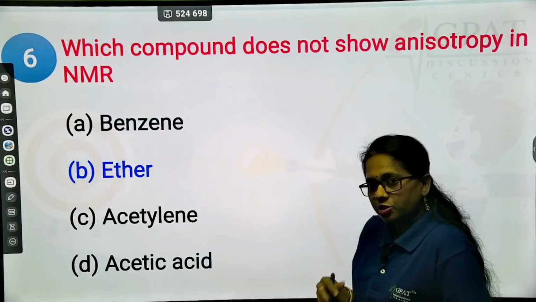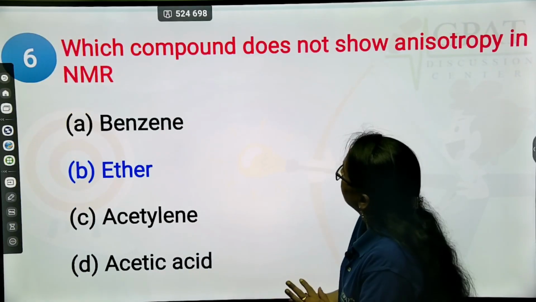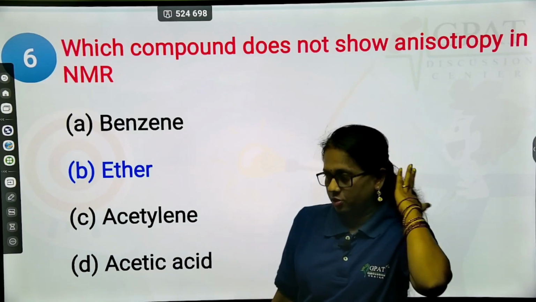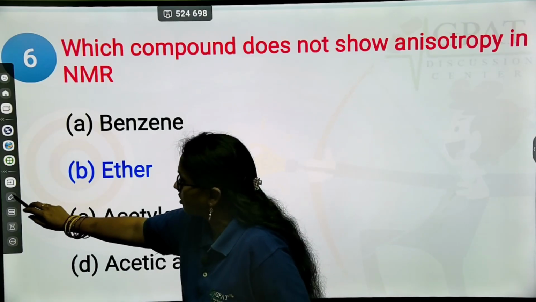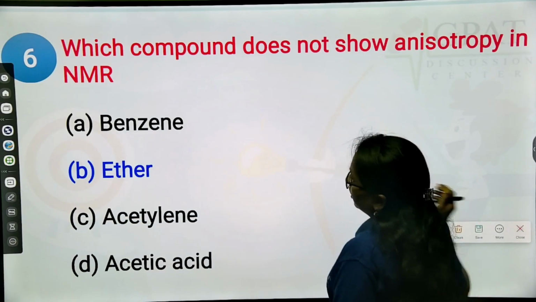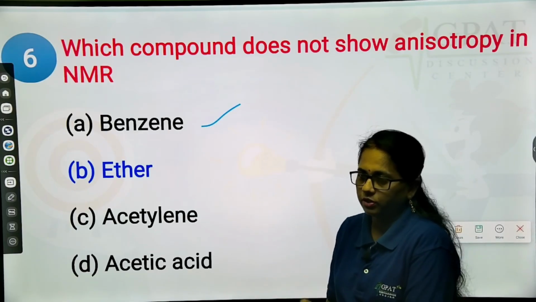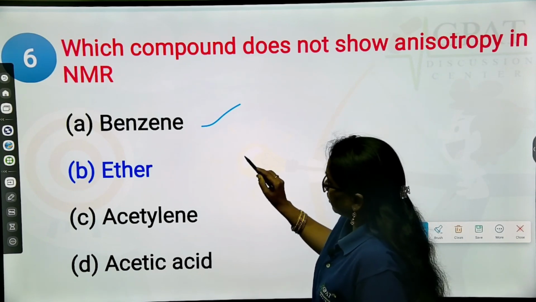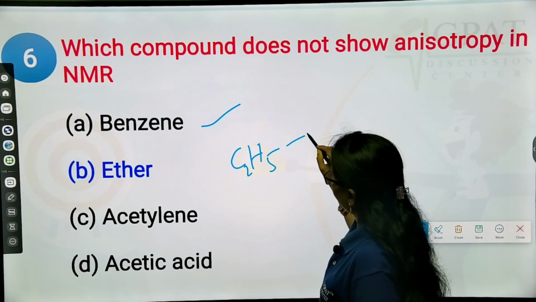In this anisotropy many types are also there, but don't go in depth on this. Now here they have asked which compound does not show anisotropy. Aromatic compounds as well as some other compounds exhibit this anisotropy. Here they have given the options: benzene, definitely, we have just seen the example, it exhibits the anisotropy; then C2, diethyl ether, right?